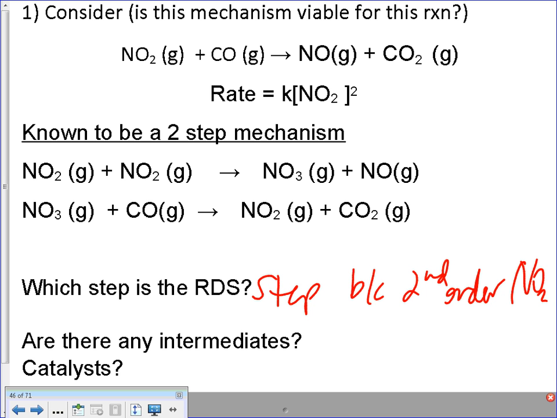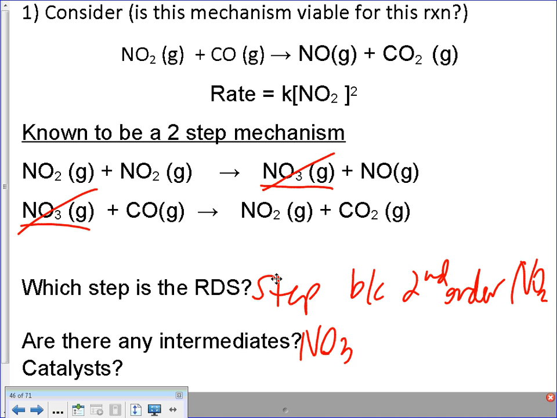All right, are there any intermediates? Yeah. Which ones? Nitrogen trioxide, because you can see it formed, and then what? Immediately consumed. Okay, so nitrogen trioxide is an intermediate. So nitrogen trioxide gets canceled out when we're adding up our steps, because an intermediate does not exist for long.